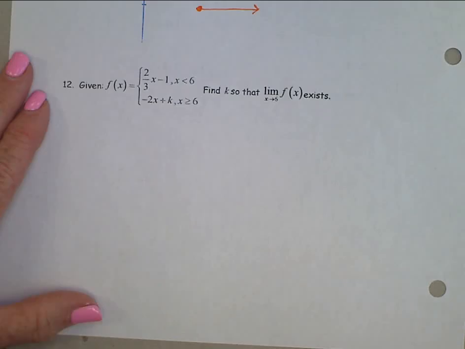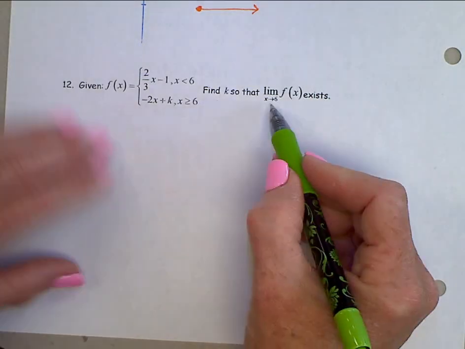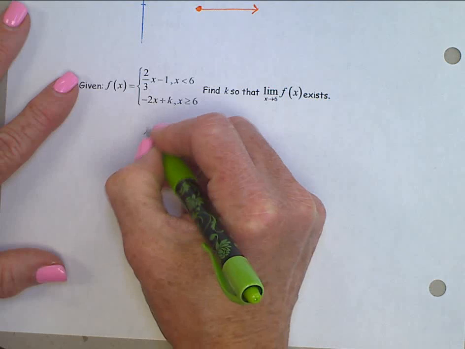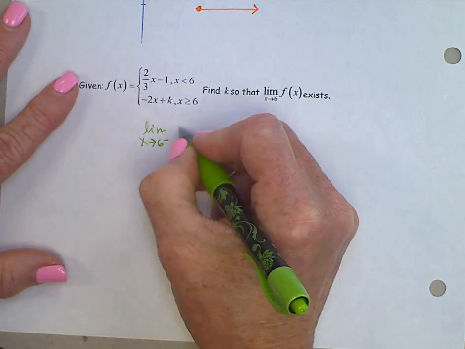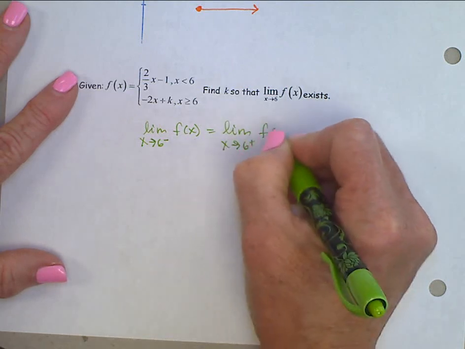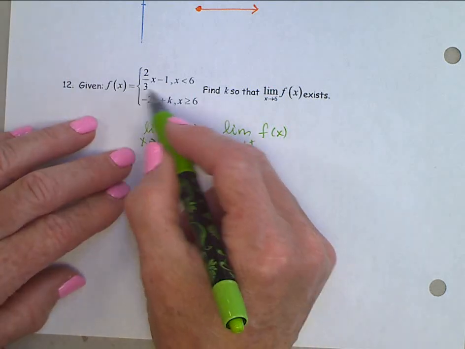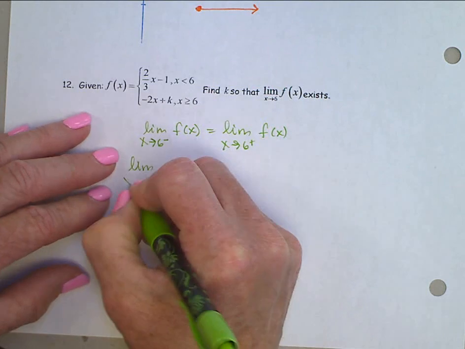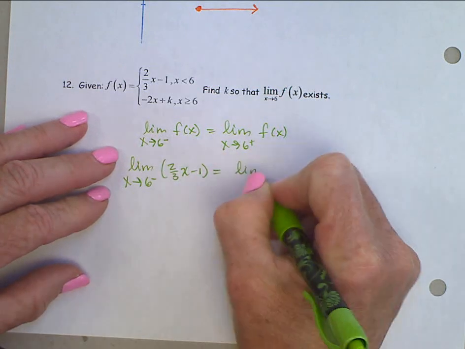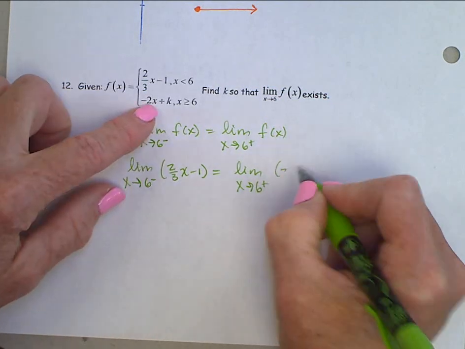Looking at this problem down here, given this piecewise defined function, we want to find k so that this limit exists. Well, in order for that limit to exist, we know the limit as x approaches 6 from the left must equal the limit as x approaches 6 from the right. And the piece that's on the left side of 6 is this 2/3 x minus 1. And the piece that's on the right side of the 6, well, that's that -2x plus k.